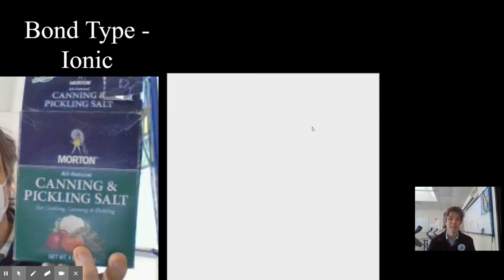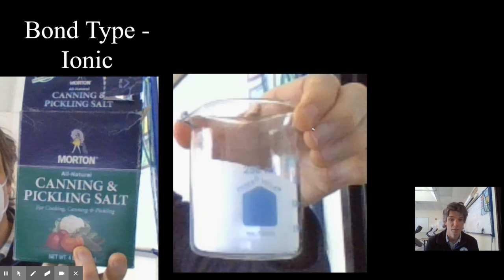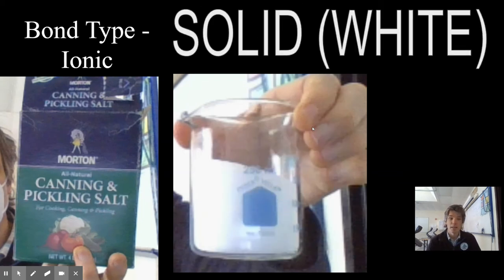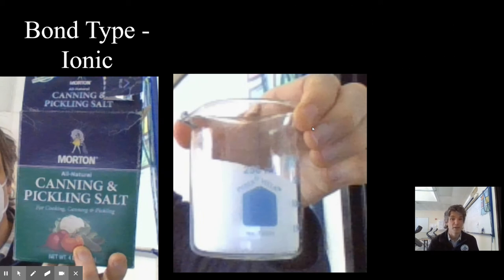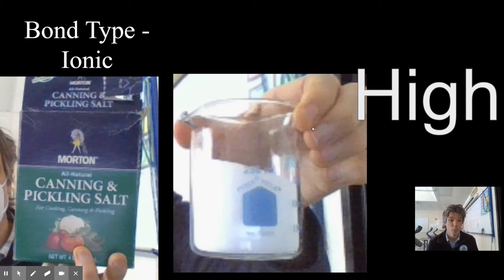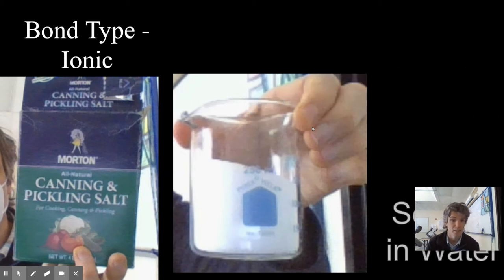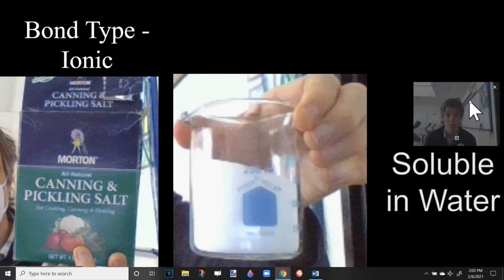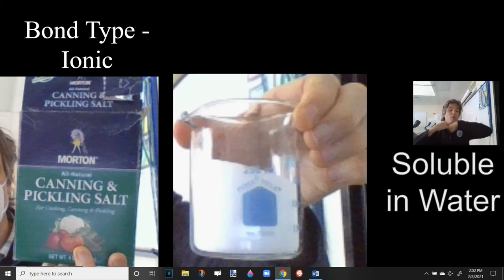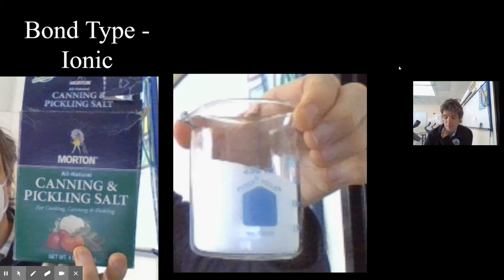Now, ionic. A classic example of ionic is salt. Salts, as many other ionic compounds, tend to be white solids. That's because they've got a really high melting point and boiling point, so they tend to be solids. Much like many others, they're very soluble in water. Salt readily dissolves, as will many other ionic compounds, in water.